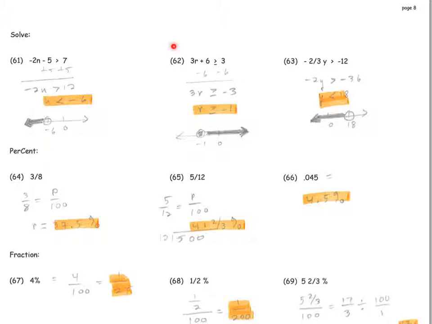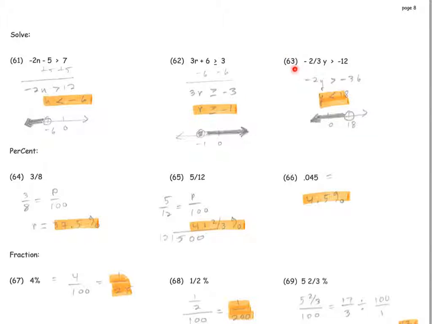In number 62, there is a greater than or equal to sign. So again, I subtracted 6 on both sides, but subtraction doesn't change the inequality. When I divided by 3, since 3 was positive, again, nothing changed in the inequality. So now I want numbers that are bigger than or equal to negative 1. So I put negative 1 on the number line, shaded numbers that were bigger, and filled in the circle to show that equals for negative 1 was okay.